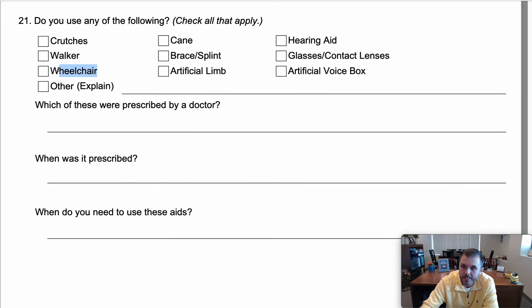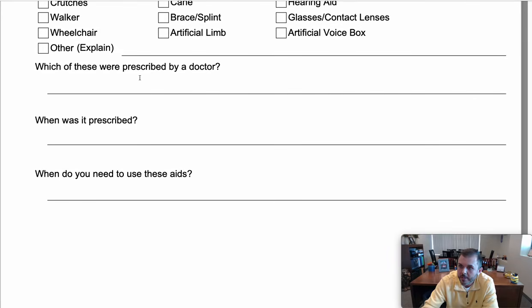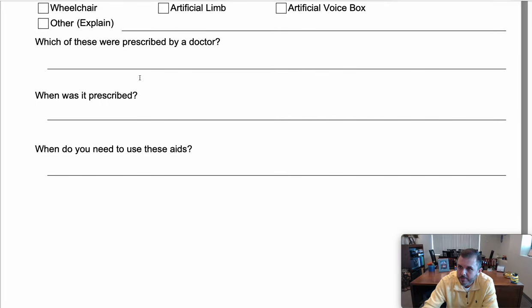A lot of my clients in the past have used a parent's or grandparent's wheelchair. However, only to find that Social Security says they don't need it because they picked that up on their own. It might help them, but you have to have medical documentation of such. Same things. I've never seen a claimant with an artificial voice box, but I'm sure they exist. Which of these were prescribed by a doctor? Again, you want to be sure you have that prescription.